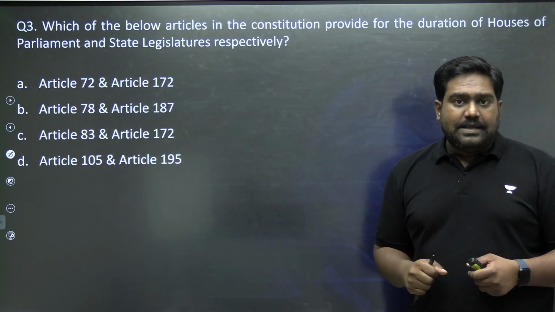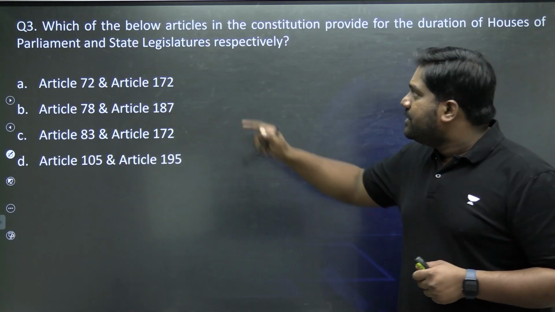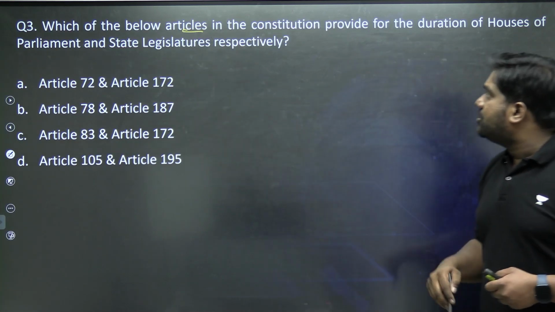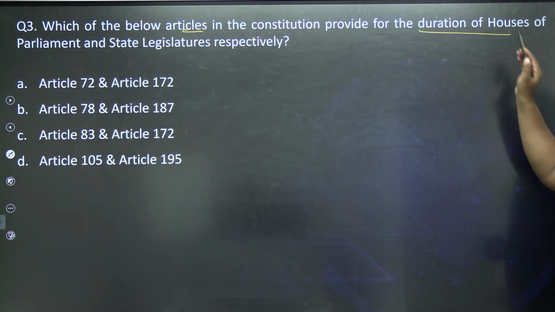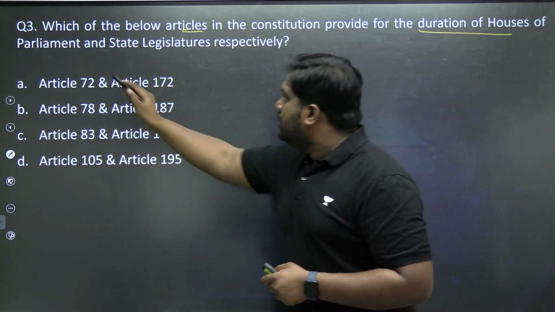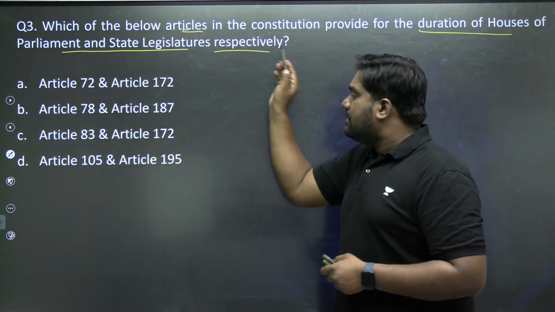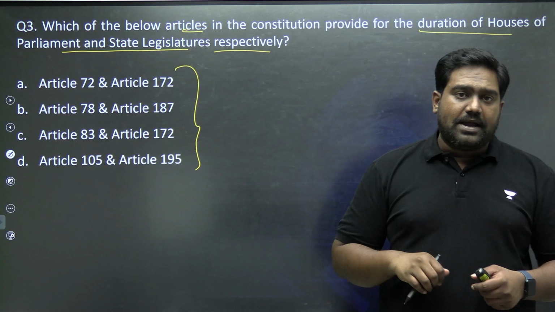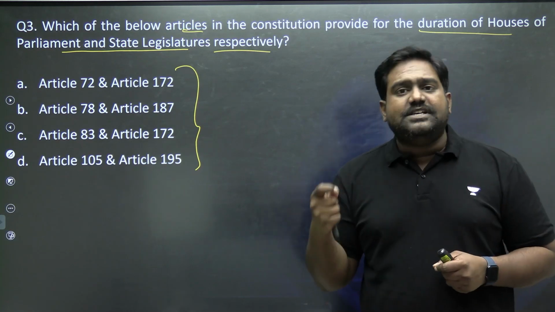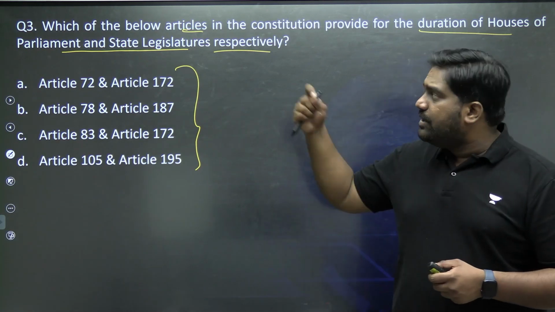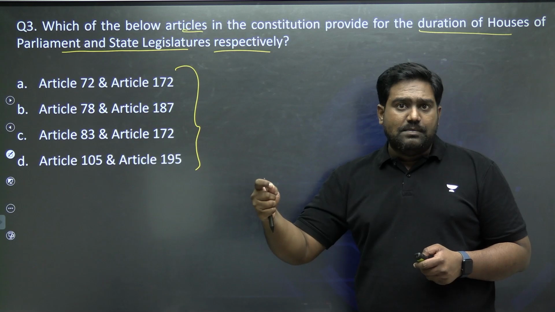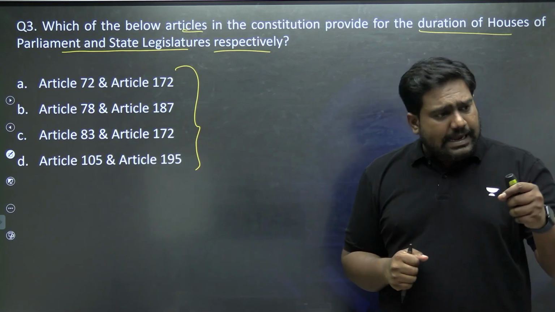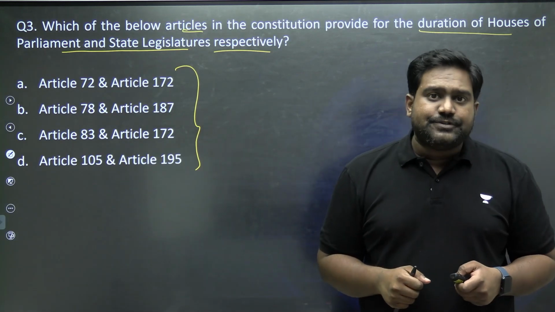Let's look at question number 3. This question is from Polity. Which of the below articles in the Constitution provides for the duration of Houses of Parliament and state legislatures respectively? So we have a set of options provided. You need to check which of these two articles deal with the duration of the houses of Parliament, that's Lok Sabha and Rajya Sabha, and the state legislatures.